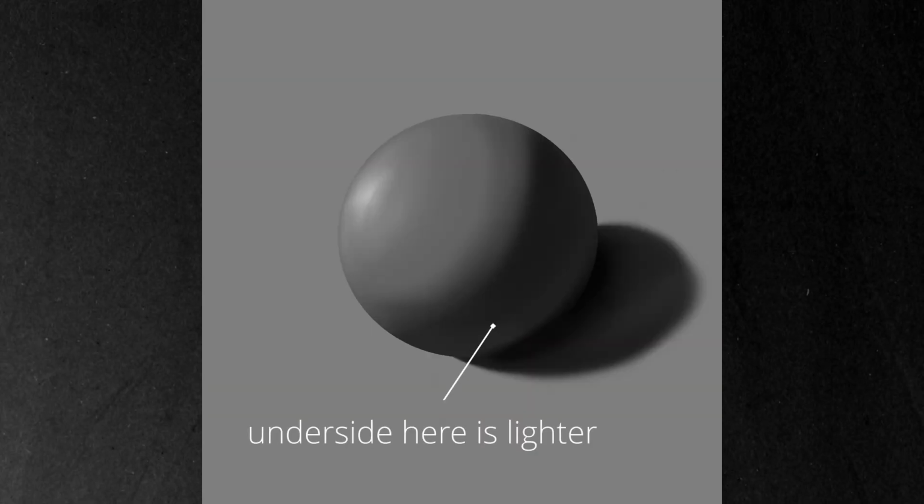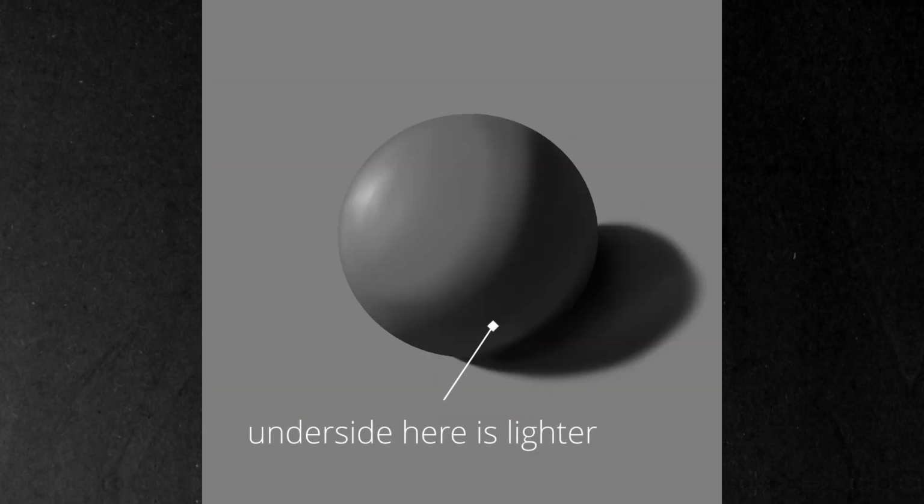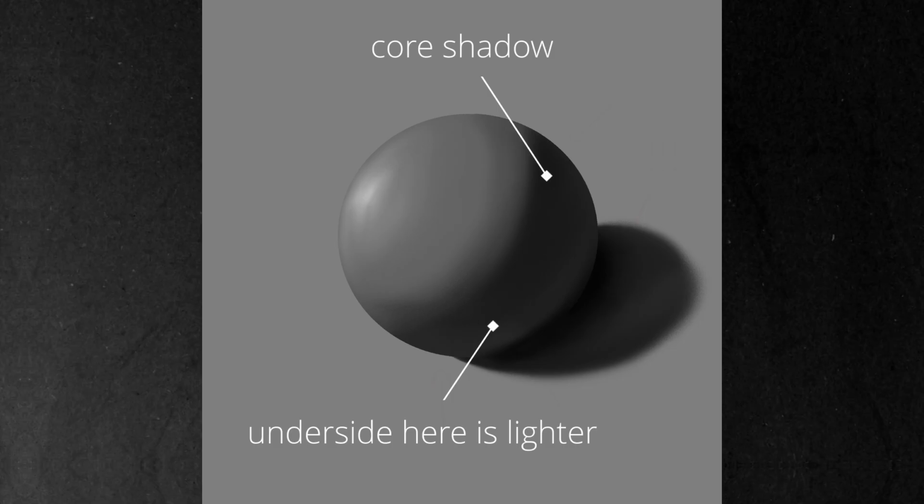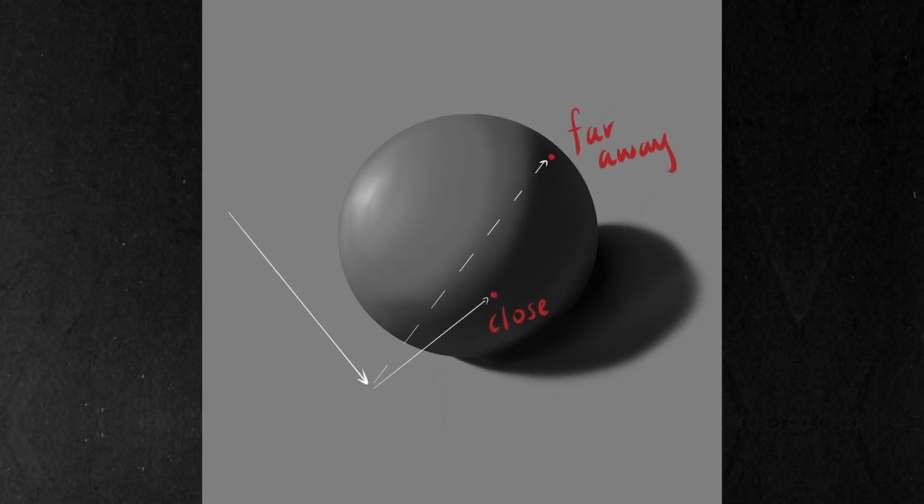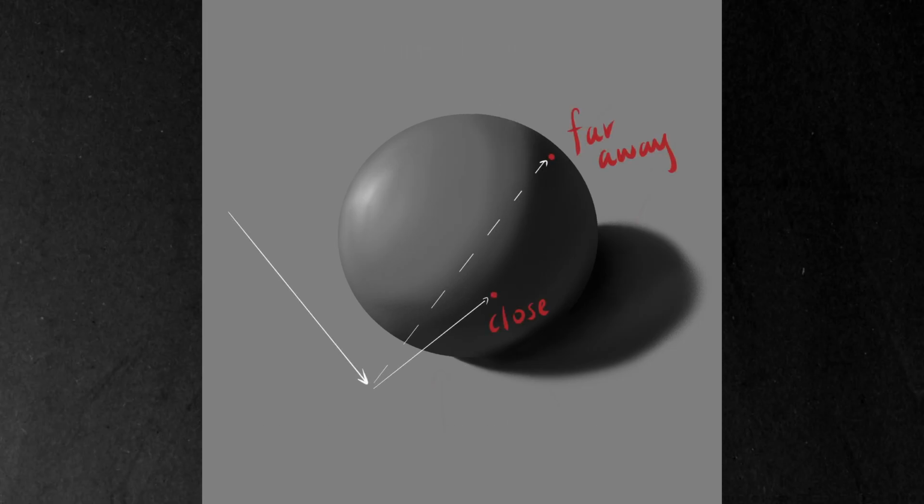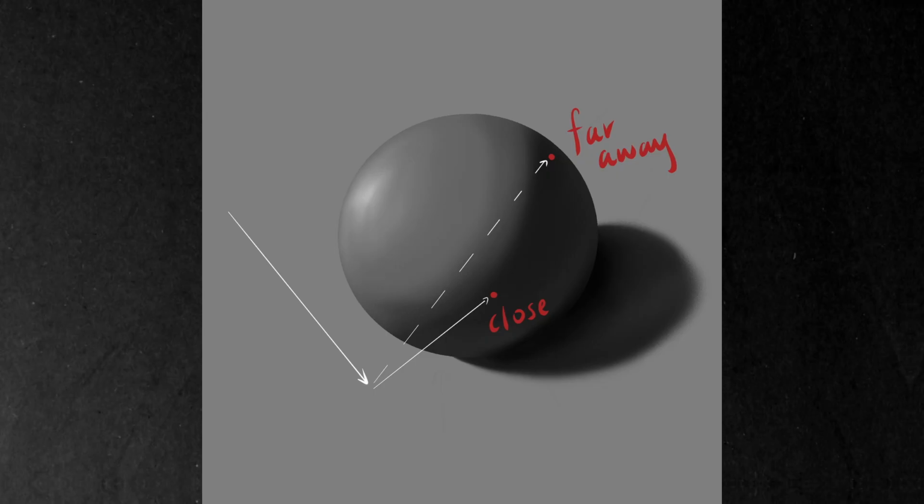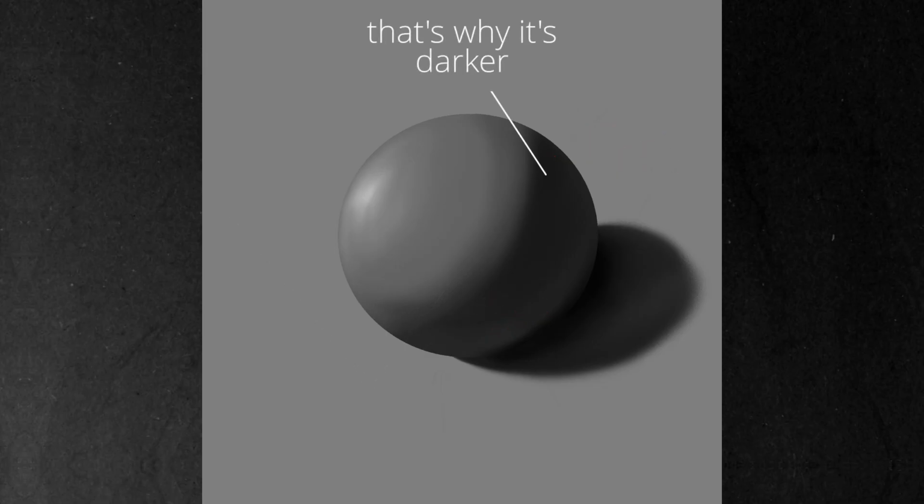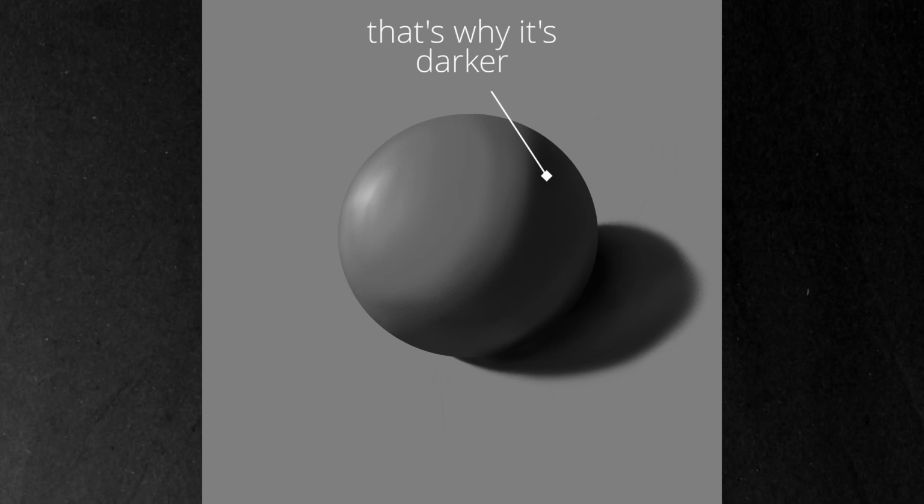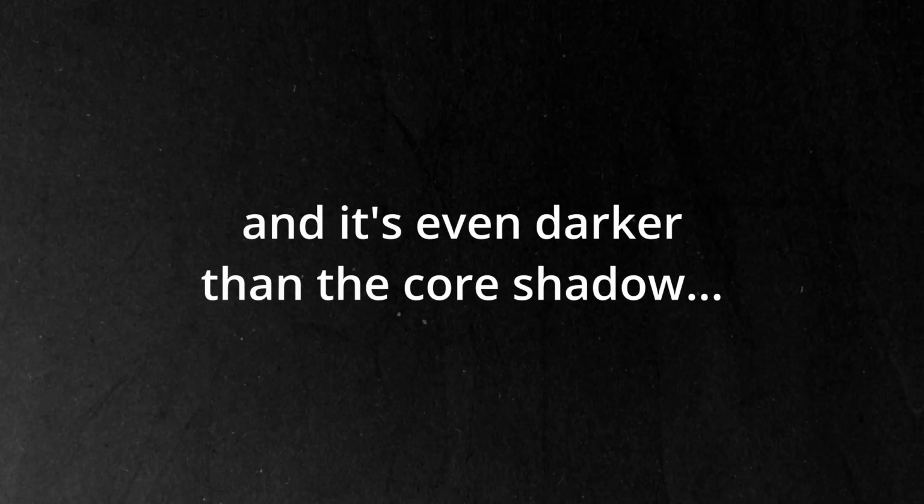The reason why the underside shadow of the sphere is lighter than, say, the core shadow is because when light hits the table, some of the light bounces back up onto the sphere, and the reason why the core shadow is darker is because there's a greater distance from that part of the sphere to the table, and hence it receives less reflected light. There's one more thing I want to talk about, and it's even darker than the core shadow.